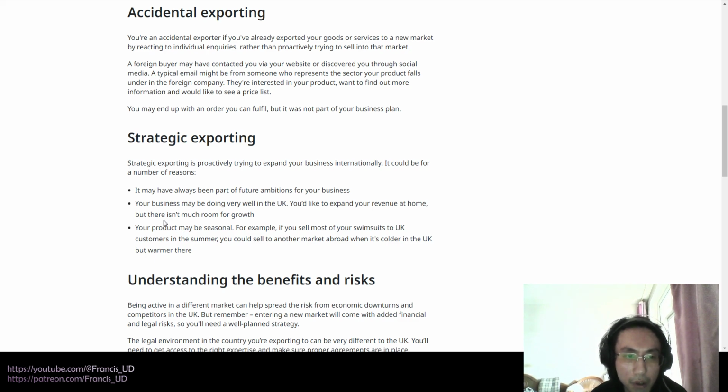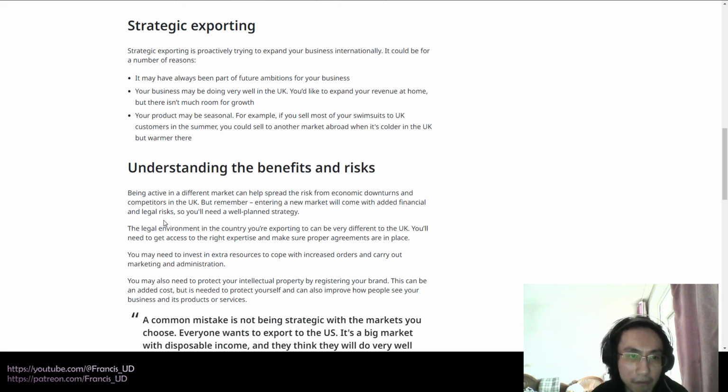Strategic exporting. Strategic exporting is proactively trying to expand your business internationally. It could be for a number of reasons. It may have always been part of future ambitions for your business. Your business may be doing very well in the UK. You'd like to expand your revenue at home, but there isn't much room for growth. Your product may be seasonal. For example, if you sell most of your swimsuits to UK customers in the summer, you could sell to another market abroad when it's colder in the UK but warmer there.